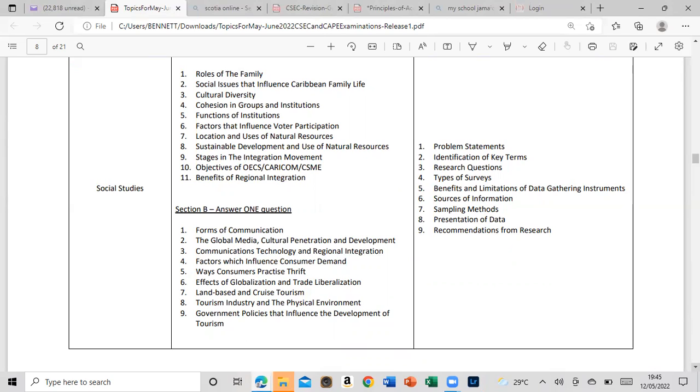All right. Anyway, let's look at the problem statement. That's for Paper 3: identification of features, research question, types of surveys, benefits and limitations of data gathering instruments, sources of information, sampling methods, presentation of data, and recommendations from research.